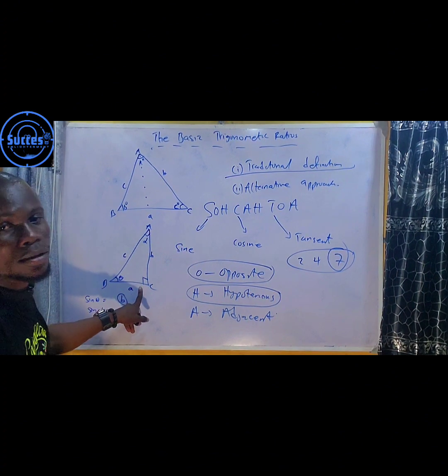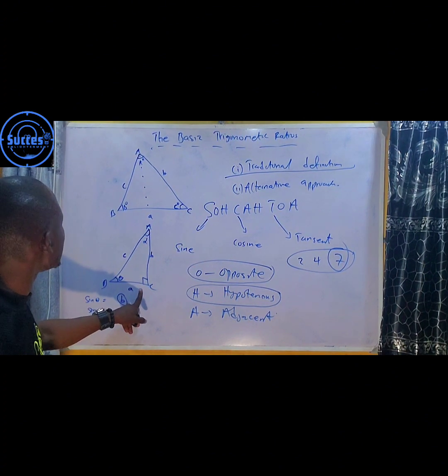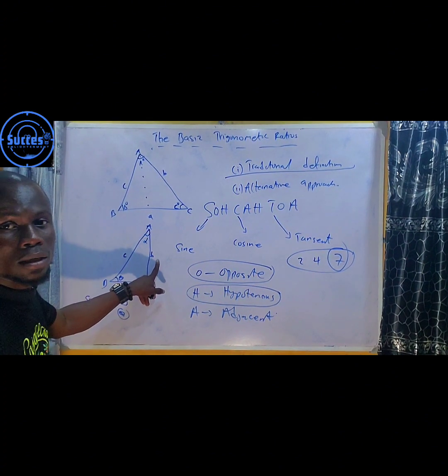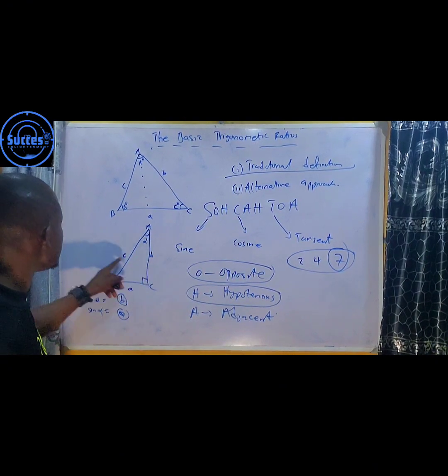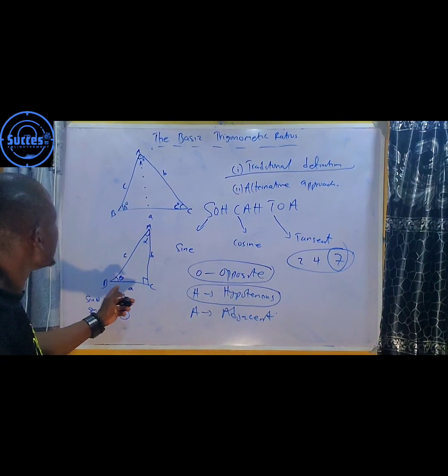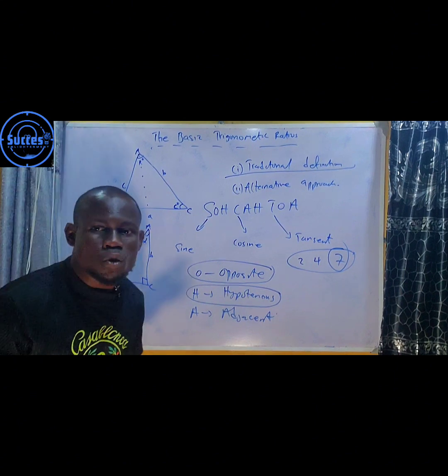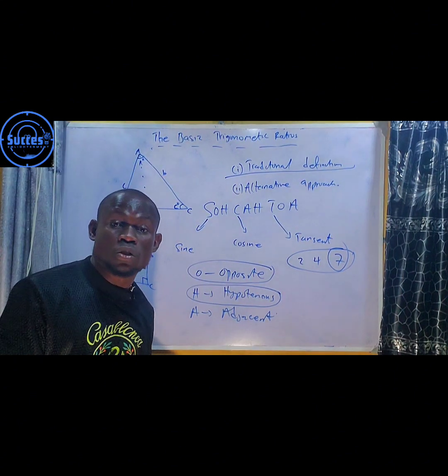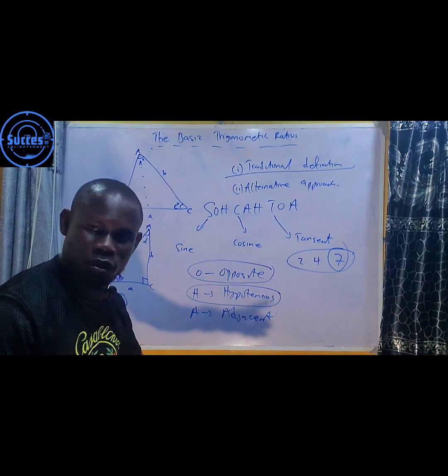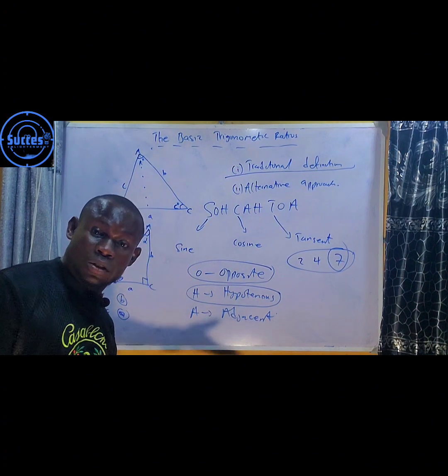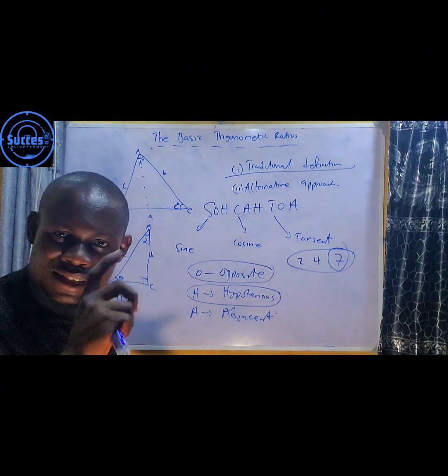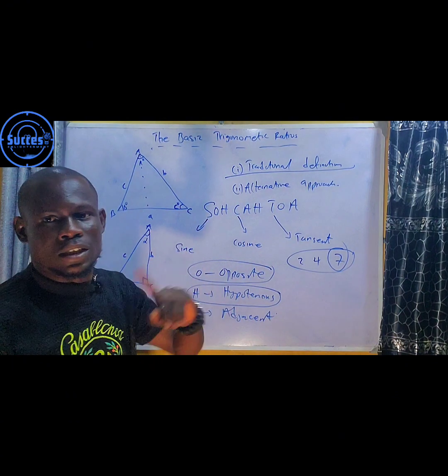Your adjacent. Okay? The last side will be your adjacent. Now, this is your opposite, this is your hypotenuse, and this is the adjacent. The adjacent is what connects the hypotenuse to the opposite side. It is the gap that connects your hypotenuse to the opposite side. So it is always the last, the other side.